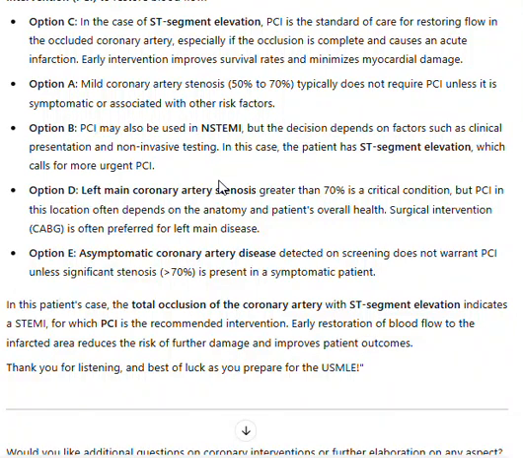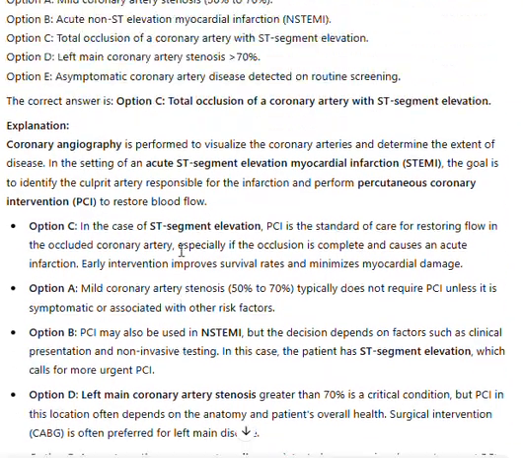Option A: mild coronary artery stenosis, 50% to 70%, typically does not require PCI unless it is symptomatic or associated with other risk factors. Option B: PCI may also be used in NSTEMI, but the decision depends on factors such as clinical presentation and non-invasive testing. In this case, the patient has ST segment elevation, which calls for more urgent PCI.